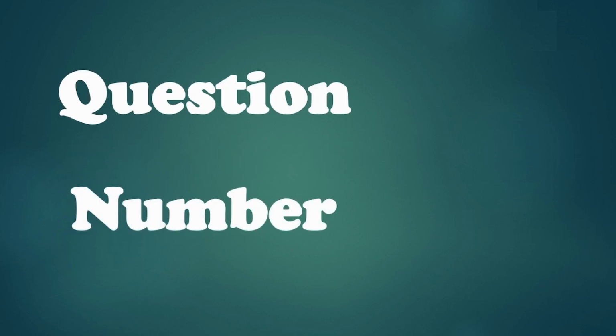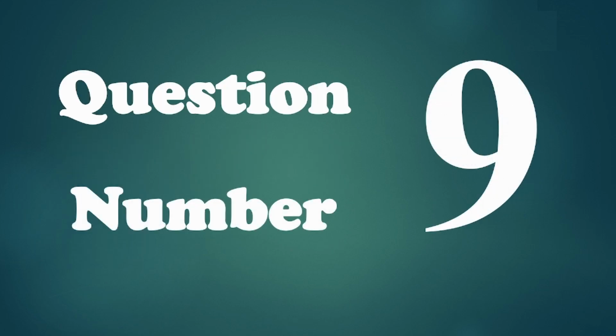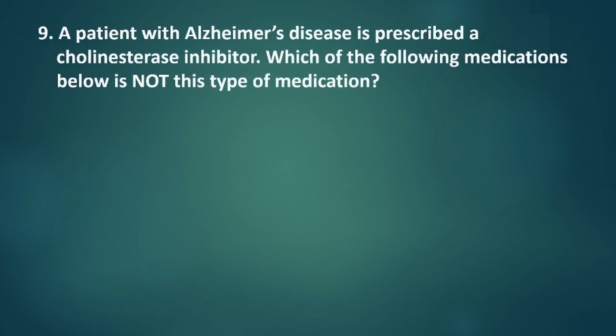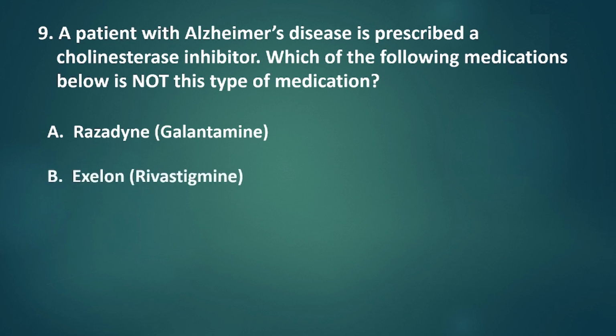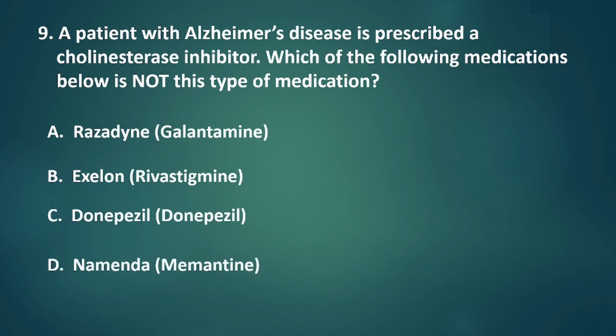Question number 9. A patient with Alzheimer's disease is prescribed a cholinesterase inhibitor. Which of the following medications below is not this type of medication? A. Razadyne, galantamine. B. Exelon, rivastigmine. C. Donepezil. D. Namenda, memantine.